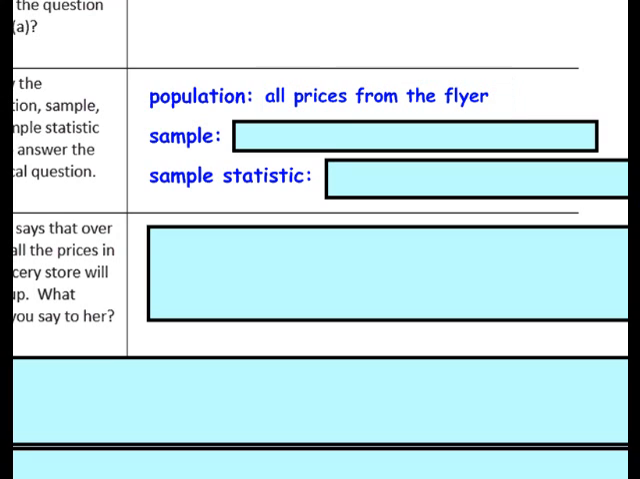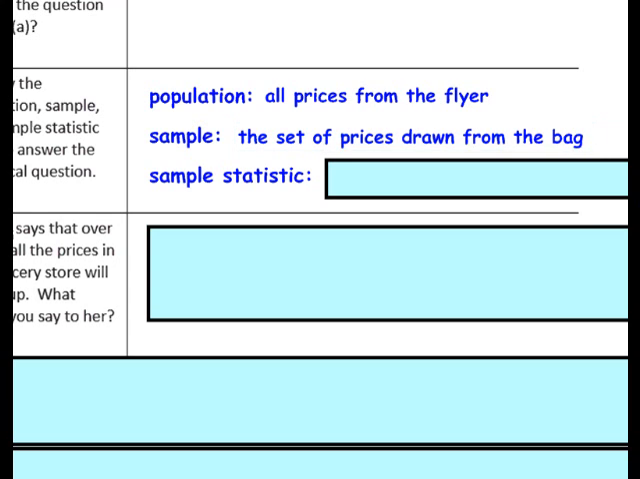Question C. Identify the population, sample, and sample statistic used to answer the statistical question. The population, remember that this is the large group from which the samples are taken. So the population is all of the prices from the flyer. The sample is the smaller selection of data from the population, and that would be the set of prices drawn from the bag. The sample statistic is the statistic determined using the sample. And this was the percent of prices that were rounded up.